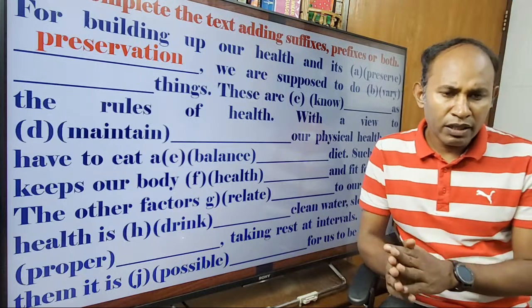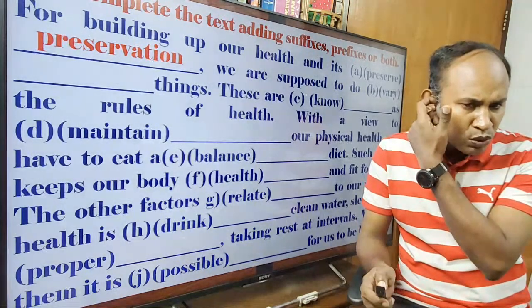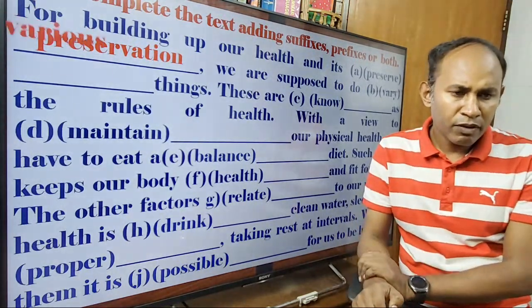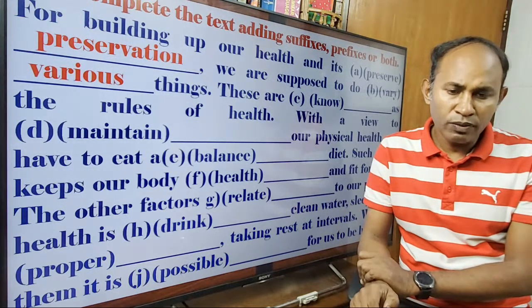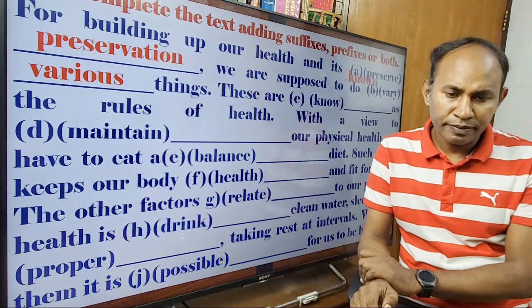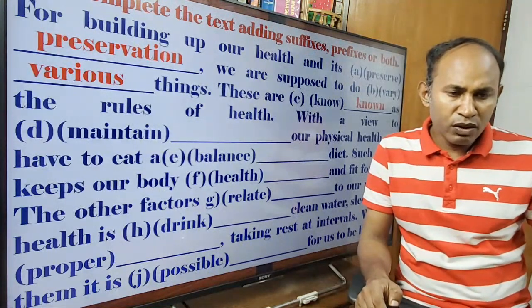So for building our health and its preservation, we are supposed to do various things. Various is the right answer. Various things, and these are known. So your answer will be known. These are known as the roots of health.